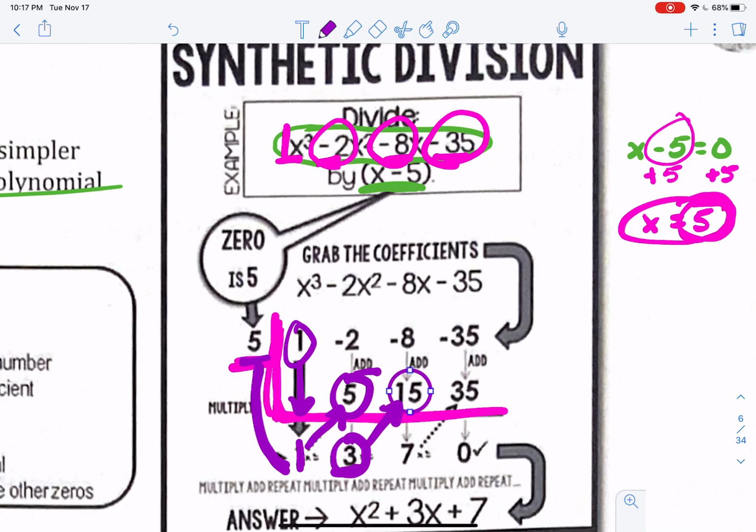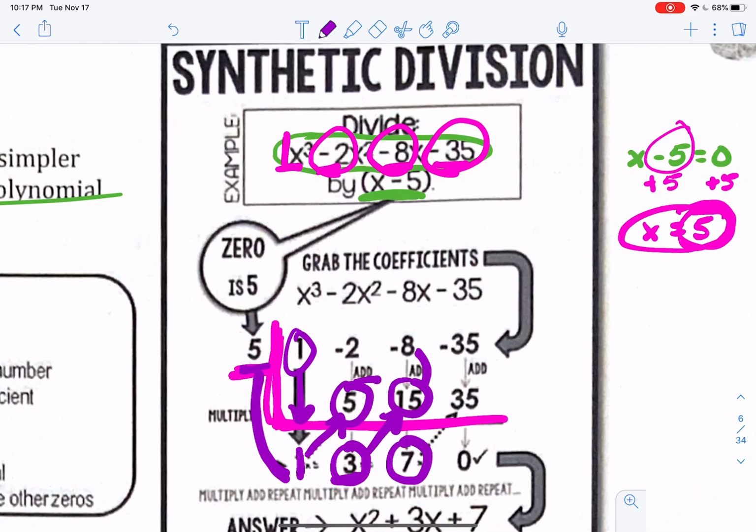Then I add the negative 8 and the 15 together. Negative 8 and 15 gives me 7. I repeat the process again. 5 times 7 gives me 35, and that number goes here. The last thing I do is negative 35 plus 35, which gives me 0. And that's what it looks like there.